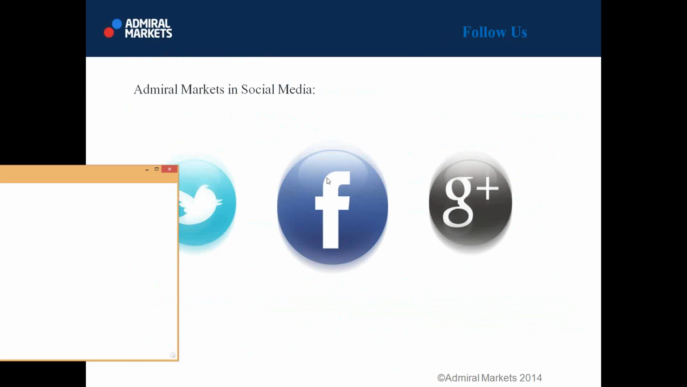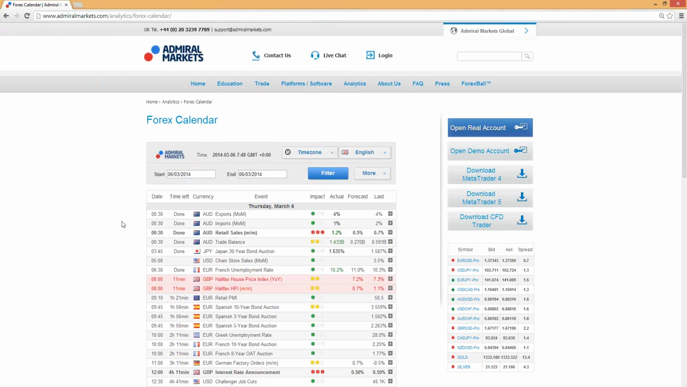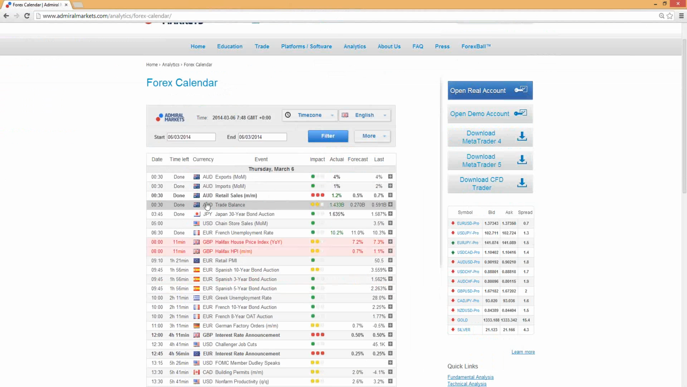Then we're going to take a look at the calendar here, and then we'll head over to the charts as promised. We had Aussie retail sales today, positive, 1.2%. That definitely saw that in the price response as well. We'll take a look at the Aussie and what that retail sales meant for the Aussie in just a second. We have, in 11 minutes, some pound news. And we have some euro news throughout the day, some Spanish bond auction, for instance, French bond auction, Greek unemployment rate.